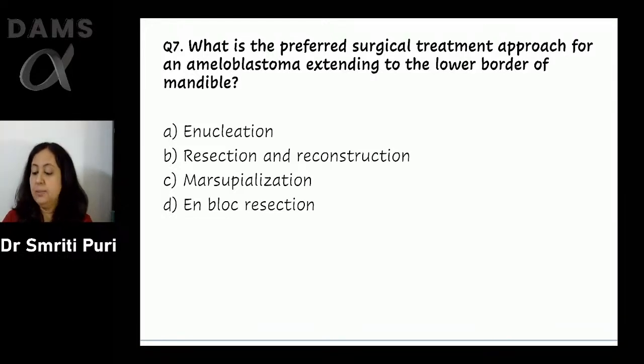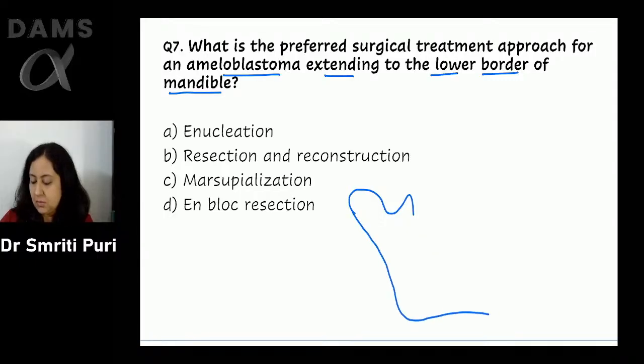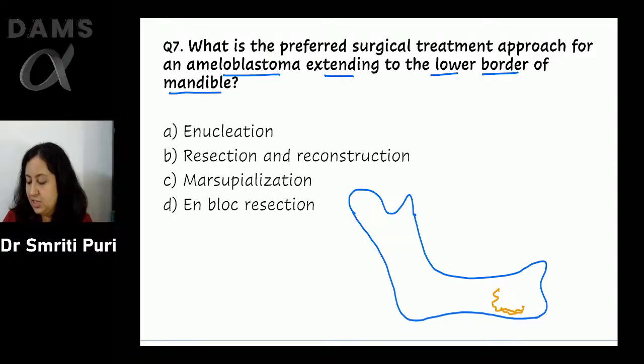Now, I'll explain again. So, there is an ameloblastoma extending to the lower border of the mandible. Alright, extending to or involving the lower border of the mandible. That means the lower border is close. So, now let us suppose this is the mandible, and there is an ameloblastoma which is almost reaching the lower border.